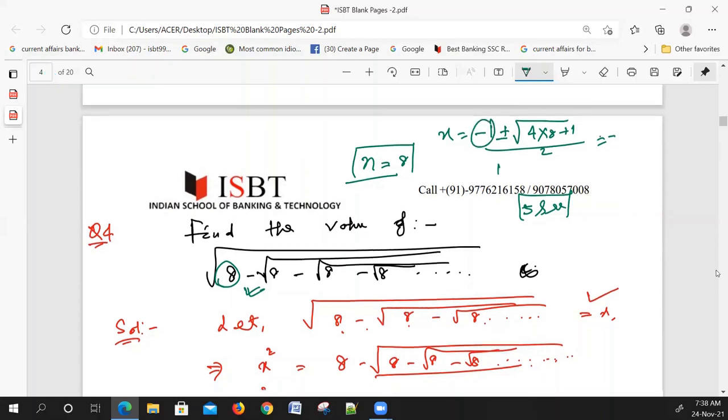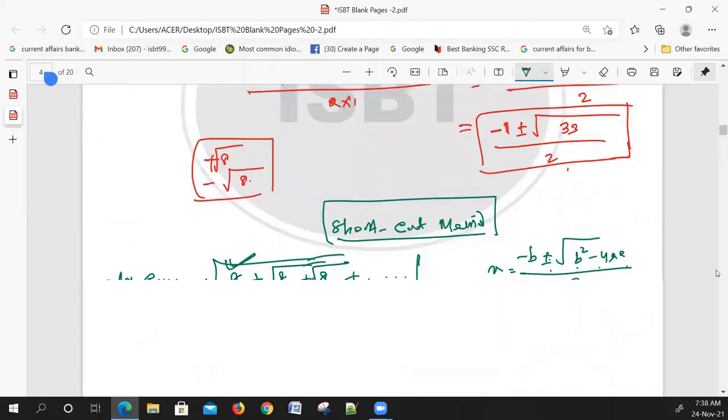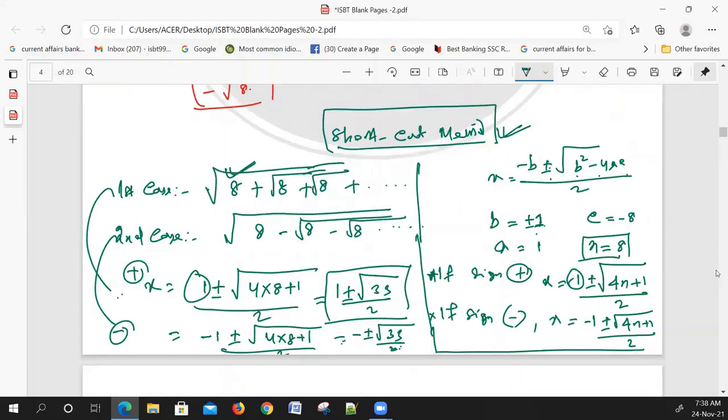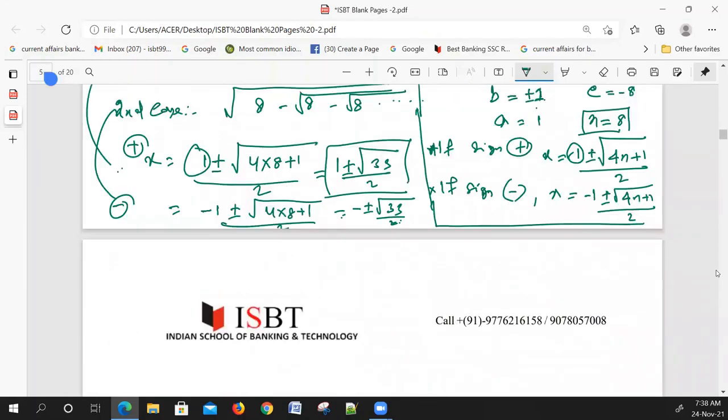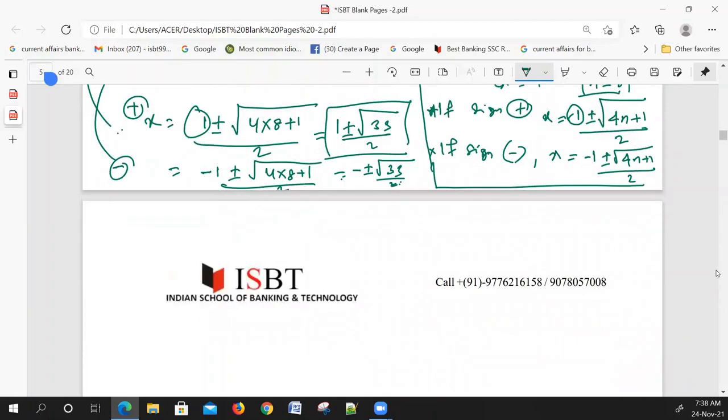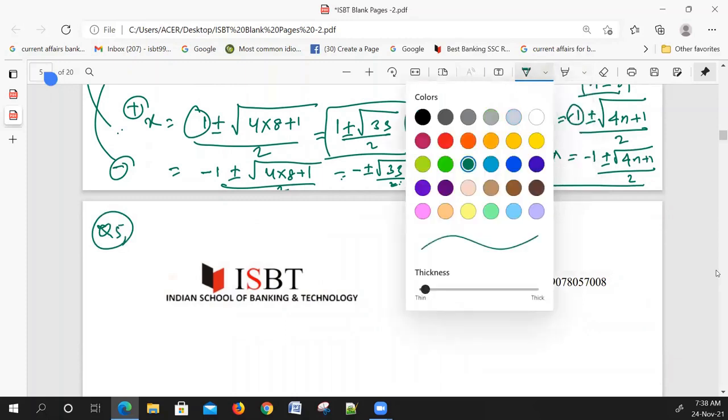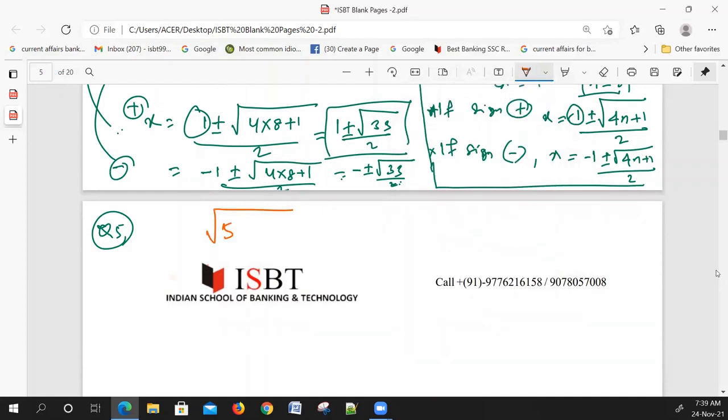Okay, I have told you the shortcut methods. I hope it will be helpful for you. I will give another question. Question number 5. I am giving another question. Suppose the question is root 5 plus root 5 plus root 5 plus root 5 up to infinite.